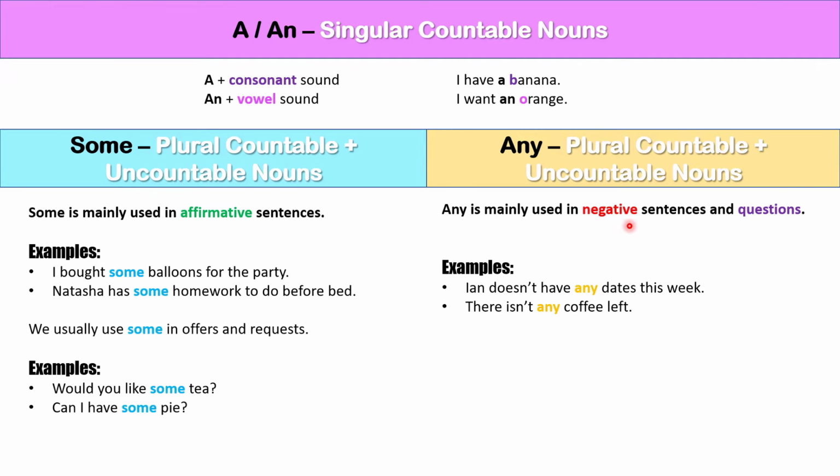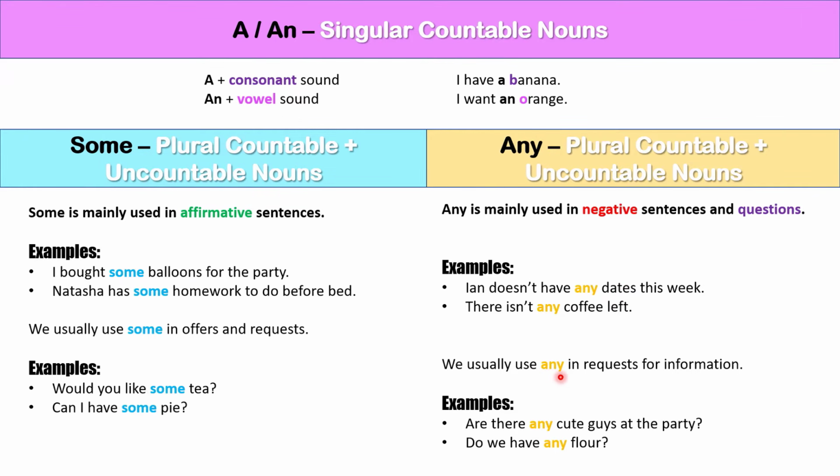Any is mainly used in negative sentences and questions. Example, Ian doesn't have any dates this week. There isn't any coffee left. Both of these are negative sentences, so we use any and not some. We usually use any in questions with requests for information. For example, are there any cute guys at the party? Do we have any flour?